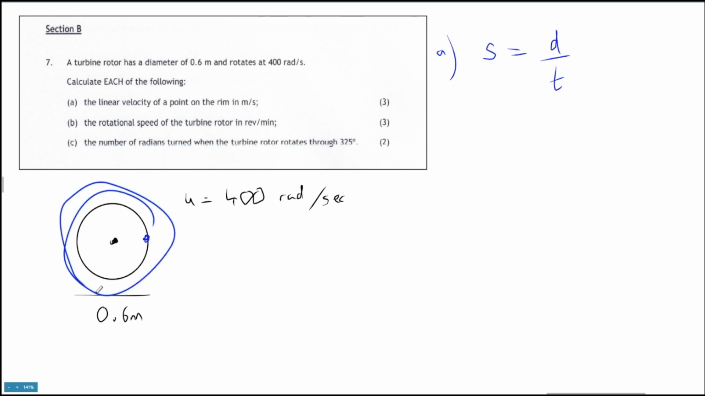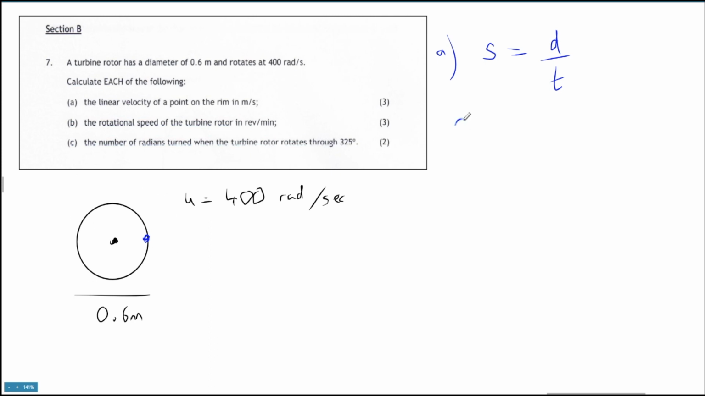Because if it's spinning around at, say, 50 or 100 revolutions per second, then we can work out the distance traveled in that 1 second, and that gives us the speed. So I need to know the distance. The distance is going to be the circumference. It's going to be 400 radians. How many revolutions is that? We can turn the 400 radians into revolutions, or work out how many times it'll go around the circle.